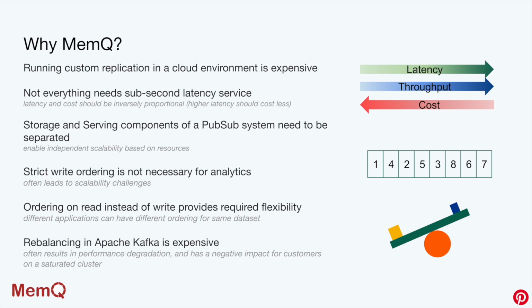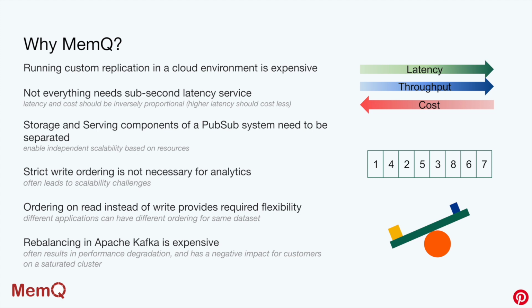So why MemQ? Well, running custom applications in the cloud is expensive. Specifically, sub-second latency is not necessary for certain analytics use cases, like machine learning log collection. Storage and serving also need to be separated in order to enable scalability for the pub/sub environment. And strict write ordering is not necessary when it comes to machine learning training for batch training use cases.